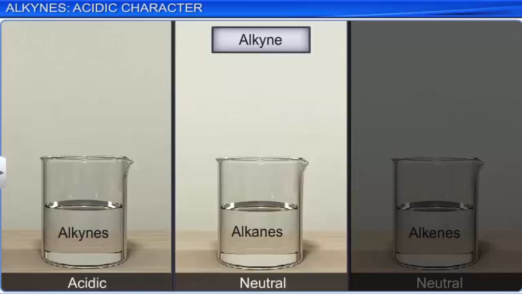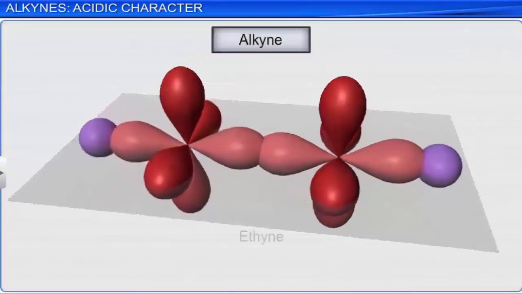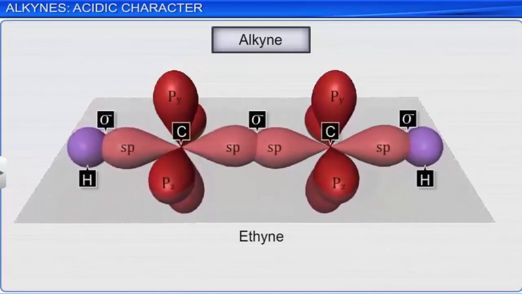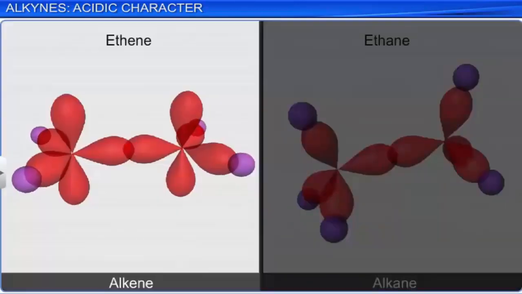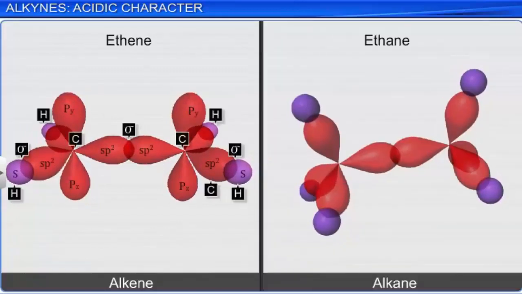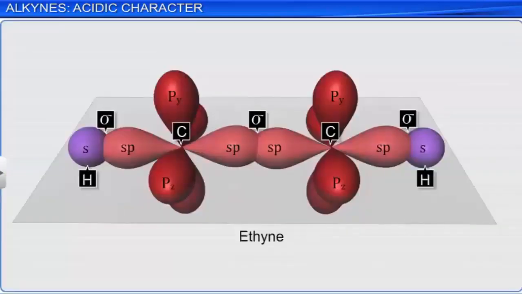Let's understand why. The hydrogen atoms in ethyne are attached to sp hybridized carbon atoms. On the other hand, the hydrogen atoms in ethene and ethane are attached to sp2 and sp3 hybridized carbon atoms, respectively. The sp hybridized orbitals of carbon atoms in ethyne molecules have 50% s character and hence the highest electronegativity.